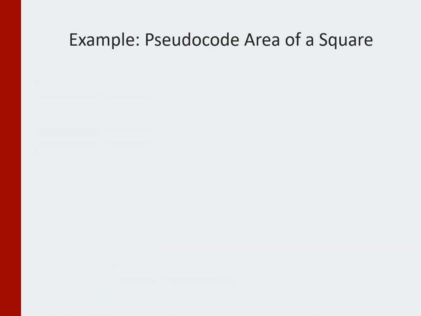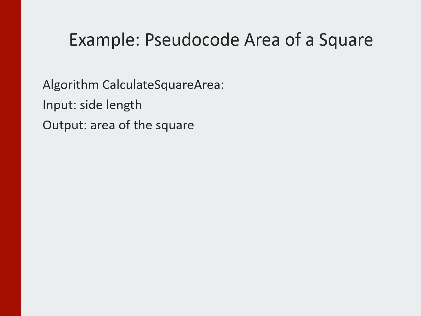To clarify what preconditions and postconditions look like, I'll have a couple of examples here. Let's start with some pseudocode to calculate the area of a square. As usual, we'll have the name of the algorithm, and then we'll say what the input is, which will be the length of the side, and what the output is, which is the area of the square.